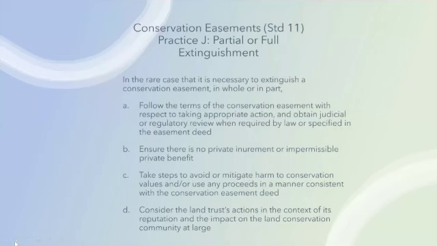Practice 11J is also about easement amendments, even though it's called partial or full extinguishment. This is a practice that is specifically addressing this thing that some people refer to as a land swap, right? So this is when a landowner has either done a violation or requests an amendment, and they're saying, I don't want to undo what I did, or that's too hard. And so we're going to carve out this portion of the easement and extinguish that. And instead, add on 20 acres on the other side of the property.